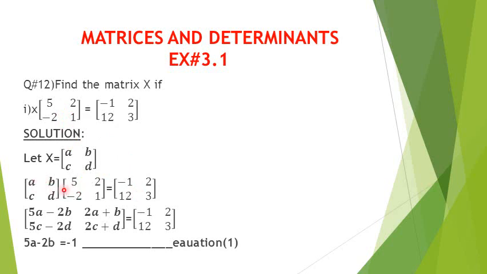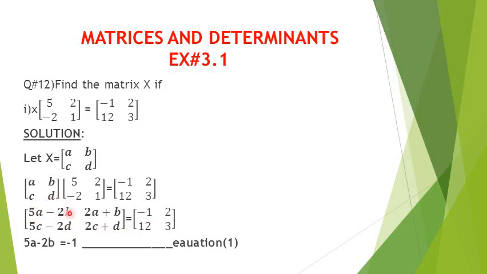Okay, now these two matrices can be multiplied. Yes, because 2 columns and 2 rows. And how can we multiply? Row by column. First row first column, 5a minus 2b, then 2a plus b, then 5c minus 2d, 2c plus d. This is like this, and the same thing, minus 1, 2, 12, 3. Now what is the order of this matrix? 2 by 2, and this matrix 2 by 2. So we can equate the matrices because the order is the same, and between the matrices there is an equal to sign.